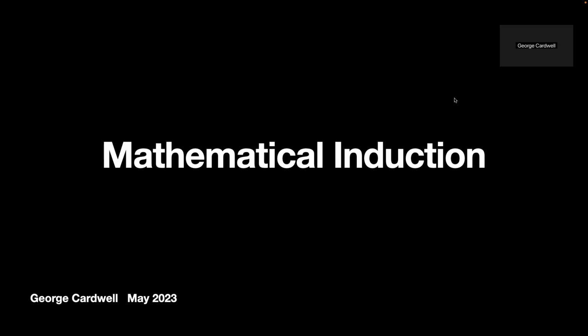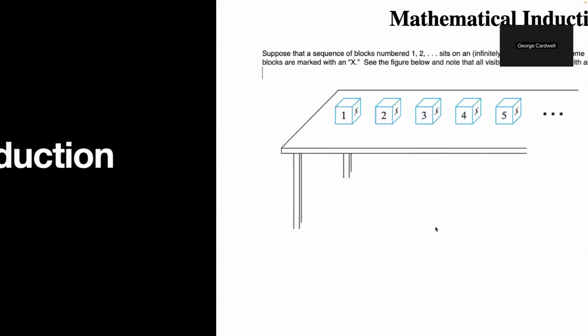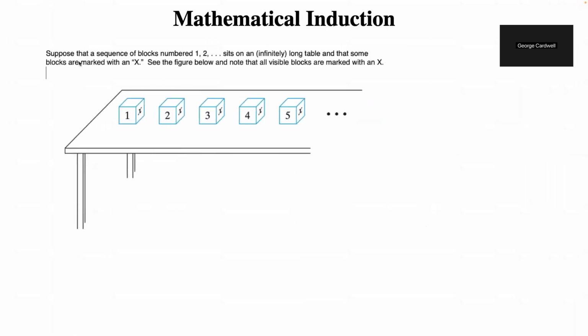Okay, in this lesson, we're going to talk about the proofing technique of mathematical induction. Suppose that a sequence of blocks is numbered 1, 2, 3, 4 on forever. So it's sitting on an infinite table. So I've got an infinite number of blocks sitting on an infinite table.